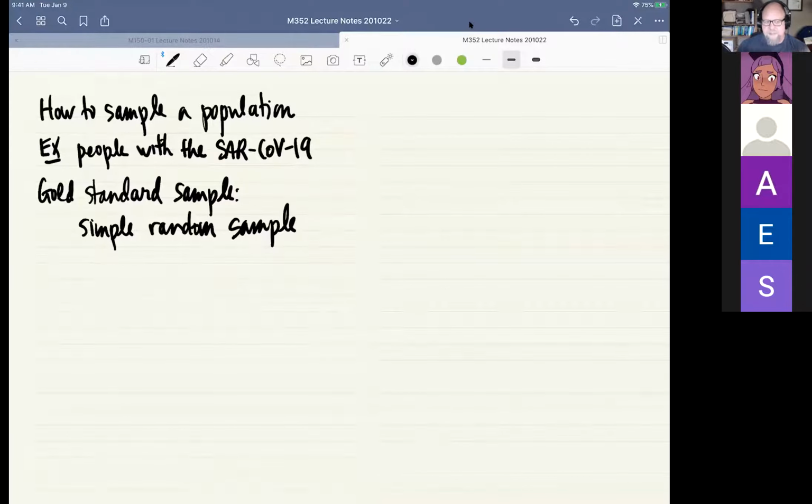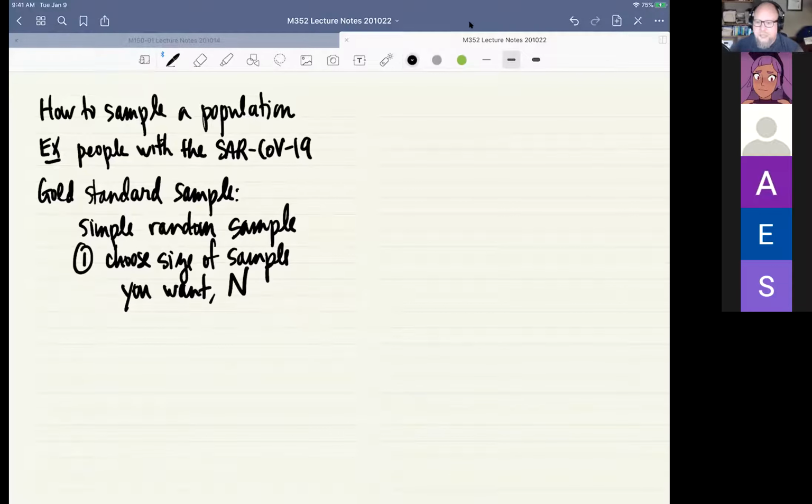That's where you take a list of everybody in your population, in this case, everybody who has the virus, and you randomly choose people from that list. And we've got R, which has a random number generator, so you can have it make the selection for you. Maybe the first thing you do is choose the size of the sample, and we'll call that capital N. There's an art to choosing how big N is, and we'll talk about that in the class down the line. But say it's going to be 100, say it's going to be 1,000.